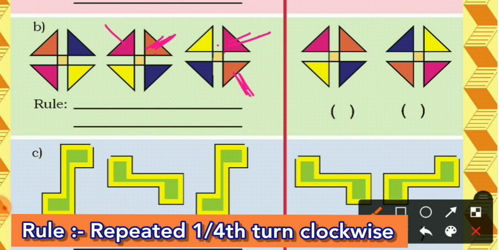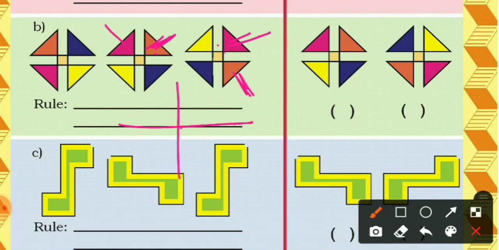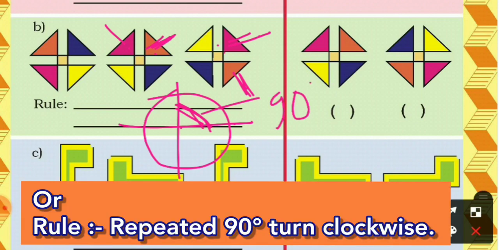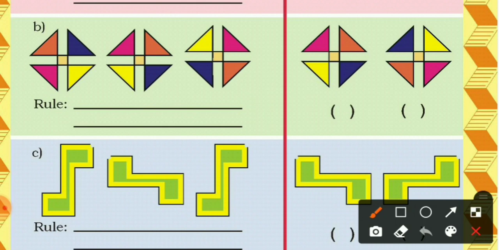And if you want to answer in degrees, 1/4 means this is the 1/4 position. Okay, the whole is 360 degrees, remember it. The whole is 360 degrees and its 1/4 is only 90 degrees. So you can write here: turning 90 degrees clockwise each time. Now, okay, the answer.